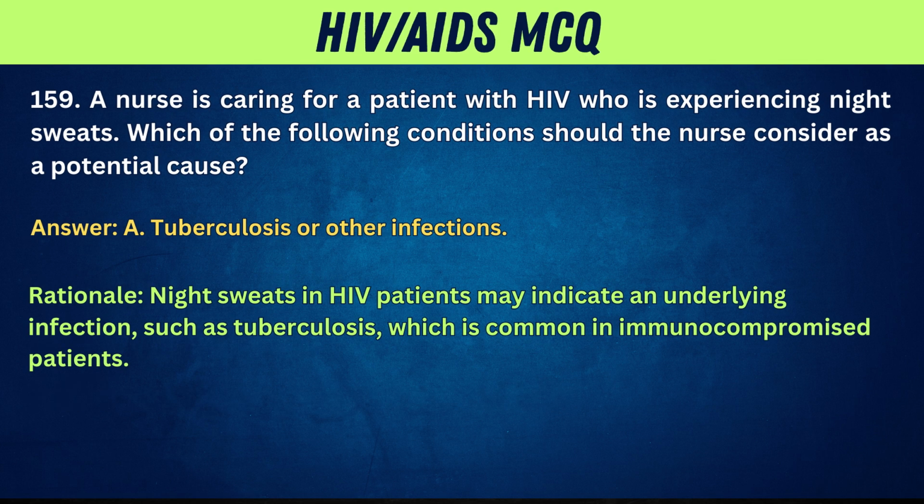Answer: A. Tuberculosis or other infections. Rationale: Night sweats in HIV patients may indicate an underlying infection, such as tuberculosis, which is common in immunocompromised patients.